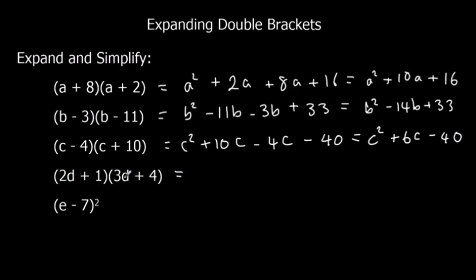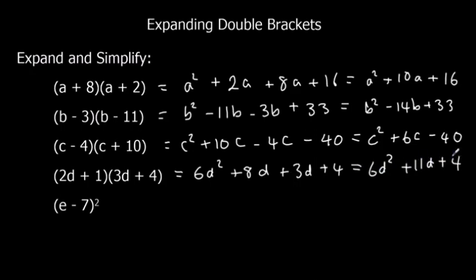So here we've got 2d multiplied by 3d, that's 6d squared. 2d times 4 is 8d. 1 times 3d is 3d. And 1 times 4 is 4. Simplifying, we've got 8d plus 3d, which is 11d. So I've got 6d squared plus 11d plus 4.